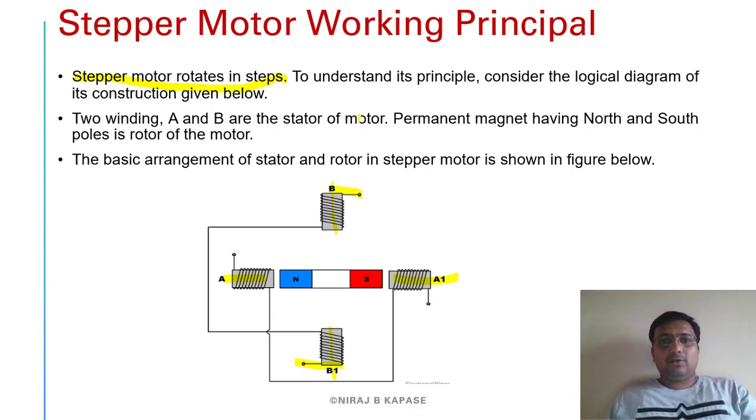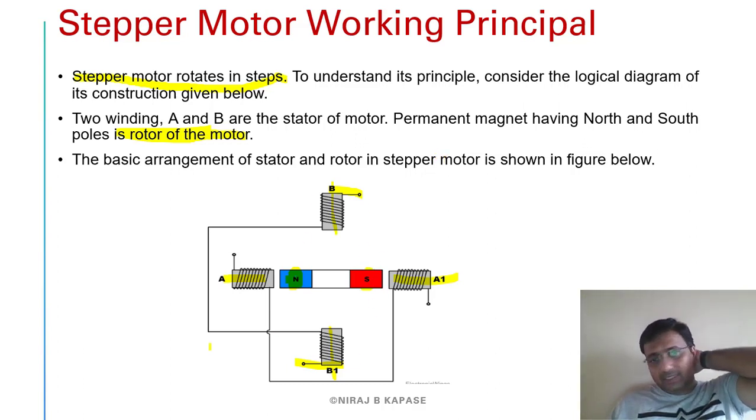There are two windings, A and B, on the stator of a motor. So this is the stator of a motor. The permanent magnet with north and south pole is the rotor, placed in between. So this is a rotor, and these coils are the stator. The basic arrangement of stator and rotor is as shown in the figure.